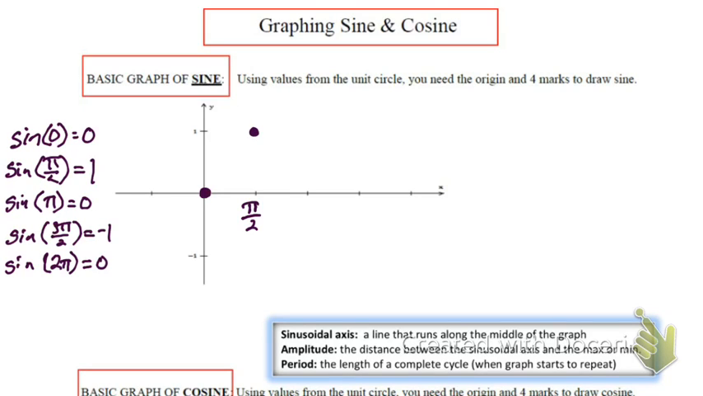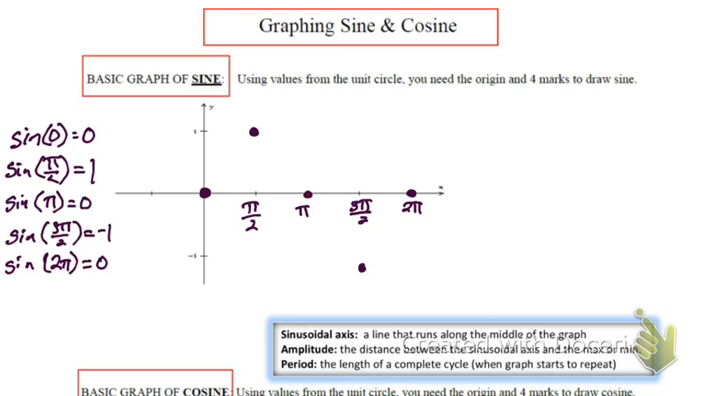The next point we used was pi. We inputted pi right here, which resulted in 0. So we're going to write pi, and that's at 0. Our next one we inputted was 3 pi over 2. That was negative 1. And finally we inputted 2 pi. So we're at 2 pi, and that was at 0.